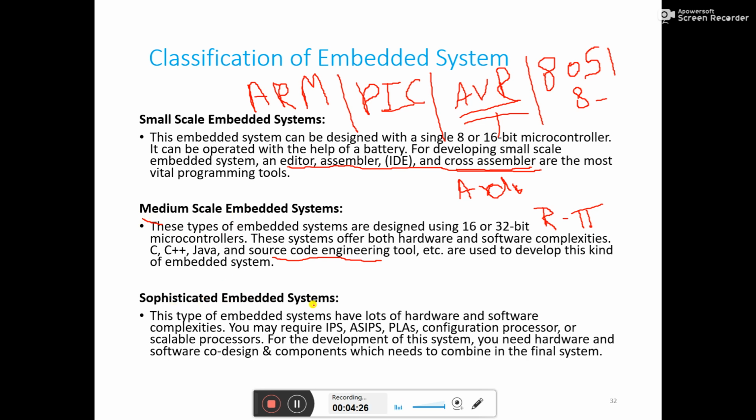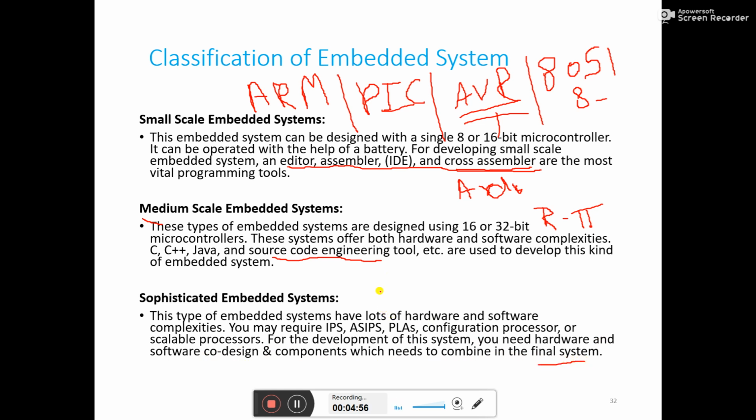Sophisticated embedded systems have a lot of hardware and software complexities. They may use IPs, ASIPs, PLAs, programmable logic arrays. These are used as configurable processors or scalable processors. For the development of this system, you may need hardware and software co-design, and components which need to be combined into the final system.